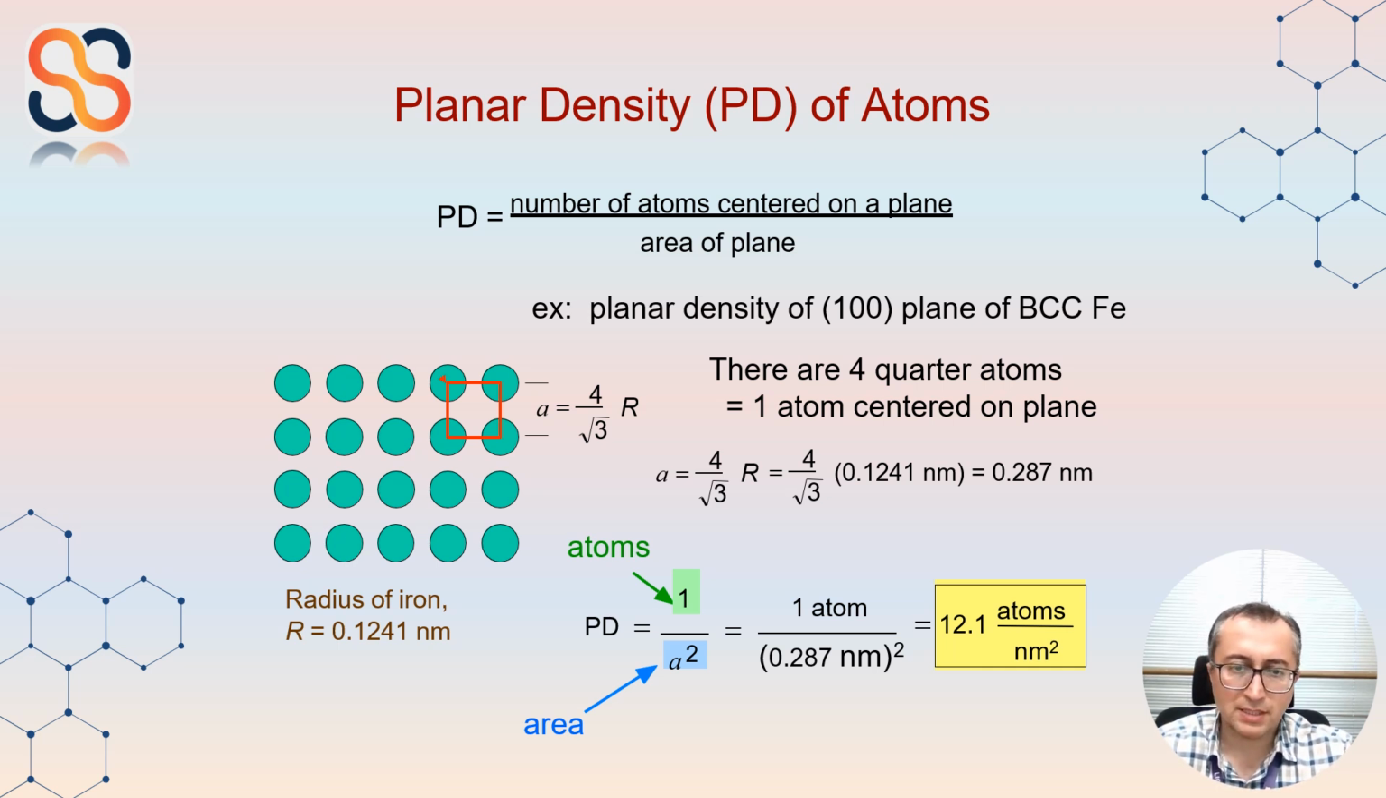When it comes to BCC structure, you know A equals 4R divided by radical 3. So given that R equals 0.1241 nanometer for iron, A is going to be 0.287 nanometer. So PD equals the number of atoms, which is 1, divided by the area, and the area is going to be A squared. So PD is approximately 12 atoms per nanometer squared.